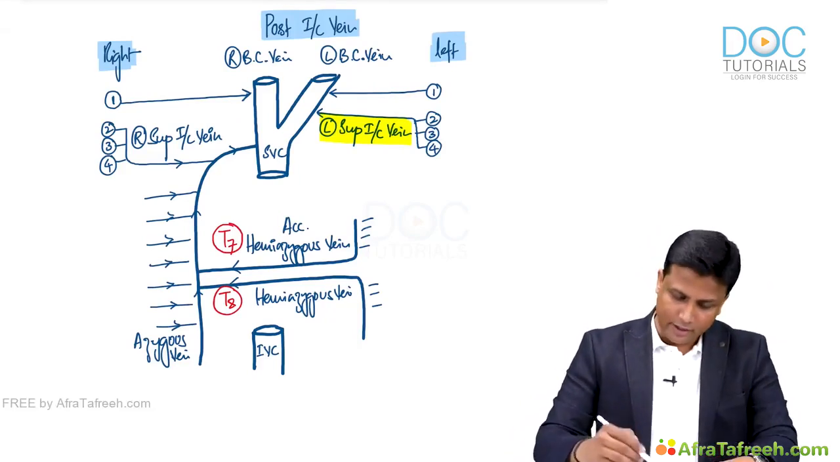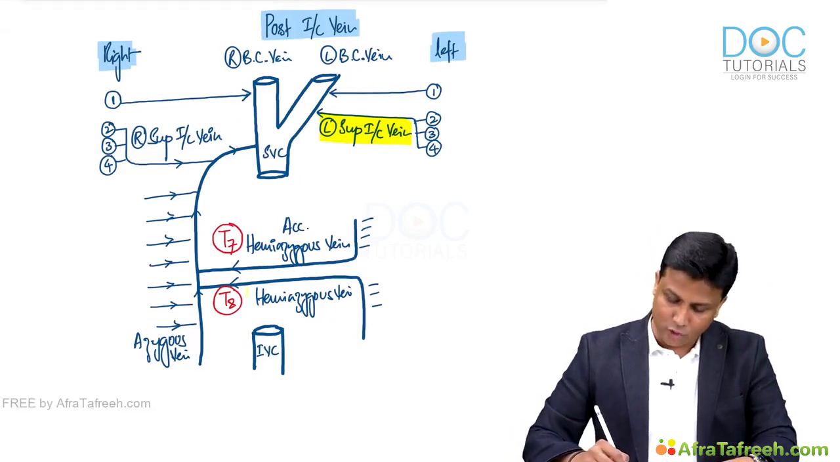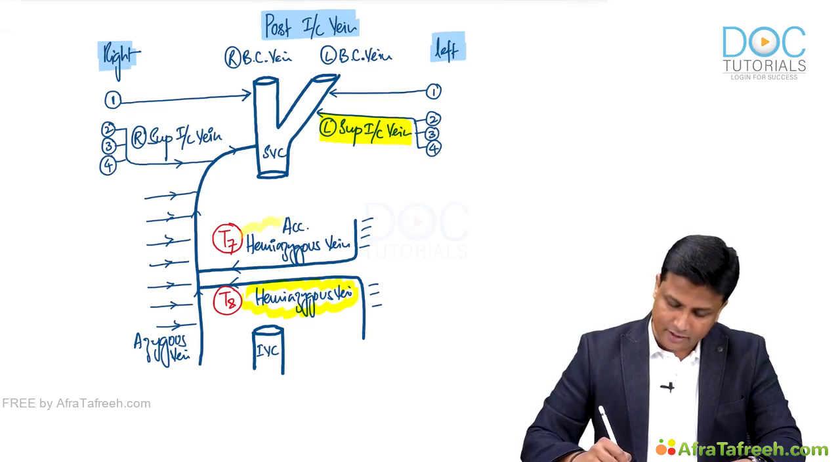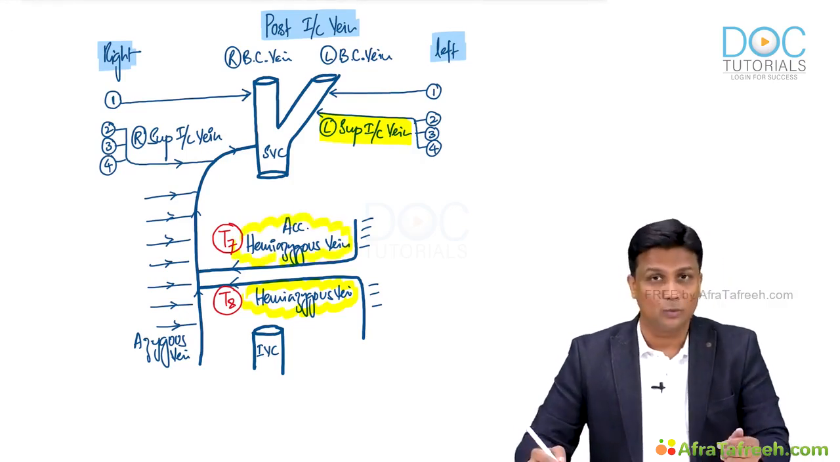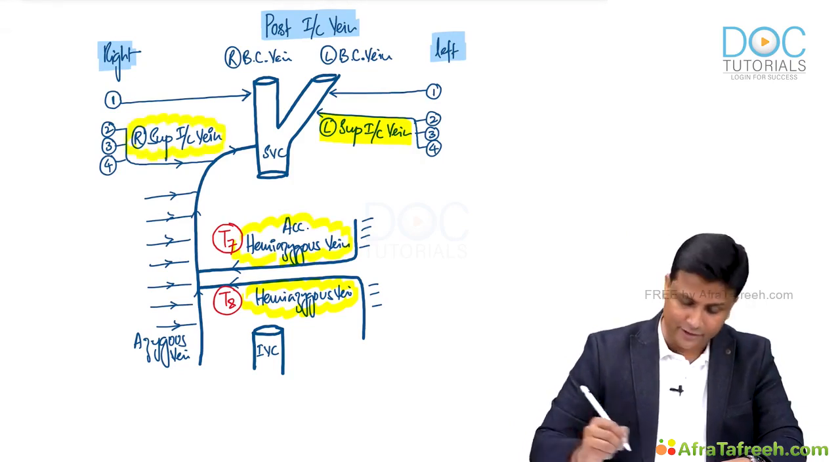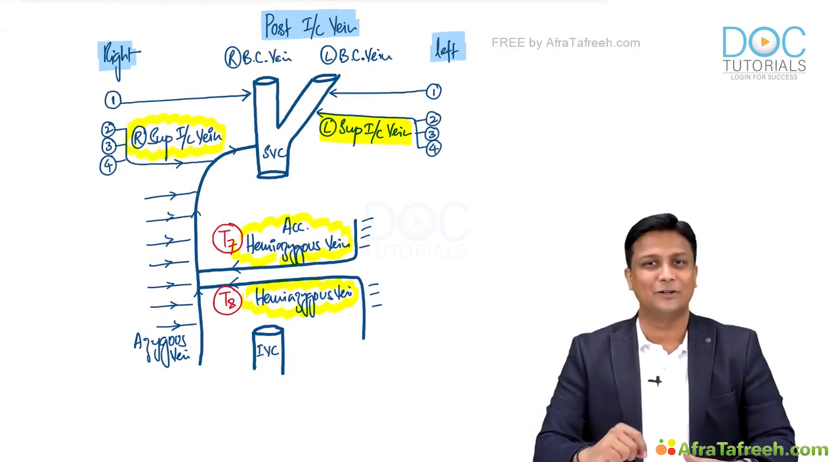Question number 1. Hemiazygous vein will drain into azygous vein. True or false? Absolutely true. Accessory hemiazygous vein will drain into azygous vein. Absolutely true. And even the right superior intercostal vein will also drain into azygous vein. Even that is also absolutely true, guys.